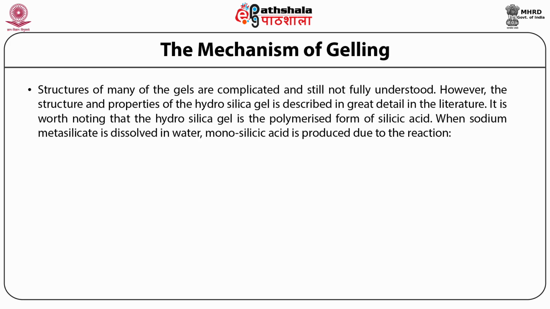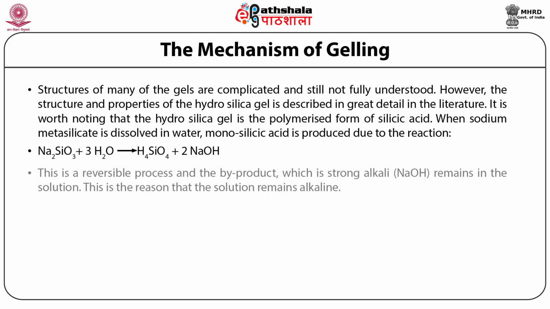It's worth noting that the hydro-silica gel is the polymerized form of silicic acid. When sodium metasilicate is dissolved in water, monosilicic acid is produced due to the reaction Na2SiO3 + 3H2O gives H4SiO4 + 2NaOH. This is a reversible process, and the byproduct, which is strong alkali, that's NaOH, remains in the solution. This is the reason that the solution remains alkaline.